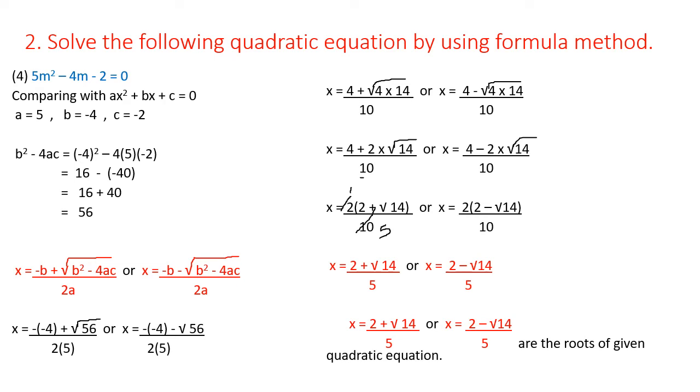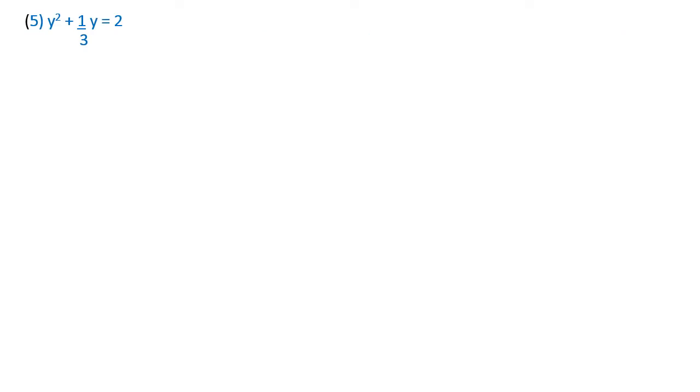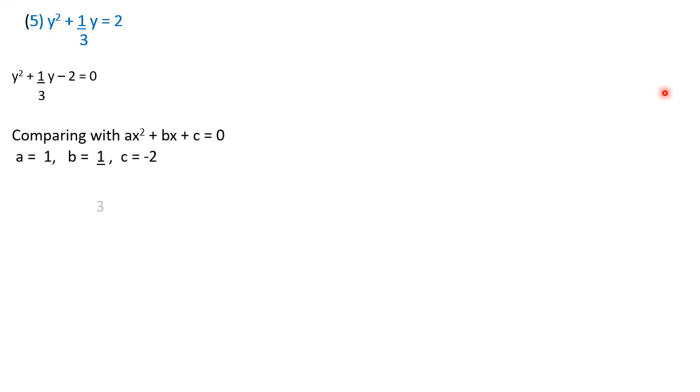After that, we have the fifth. Now let us have a look at the next equation, which is y² + 1/3 y = 2. So again we are going to compare it, but before that we are going to write this in standard form. As you can see, this 2 is here, so we bring it here, so this plus 2 becomes minus 2, and that is equal to 0. So we are going to compare this with the standard form, and we are going to get the values of a, b and c. So when we compare, we get a is equal to 1, b is equal to 1 upon 3, and c is equal to minus 2.